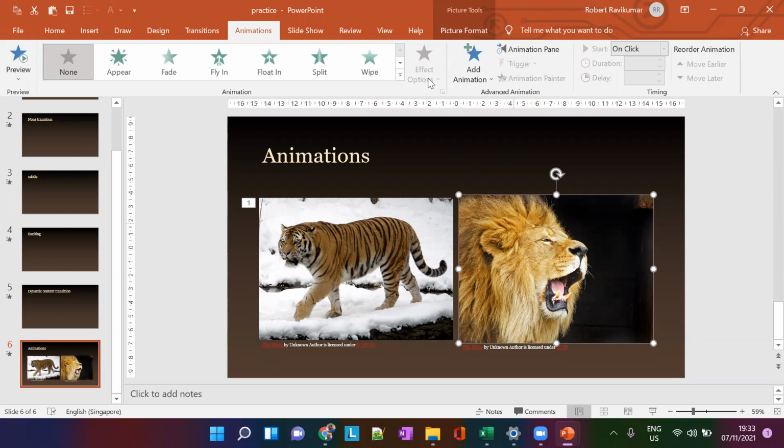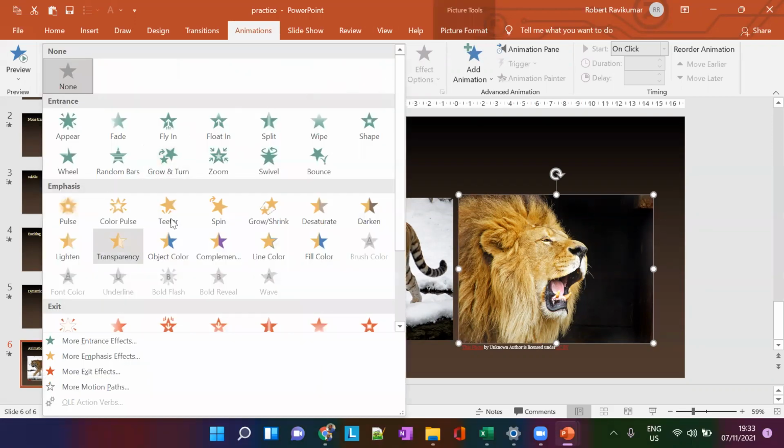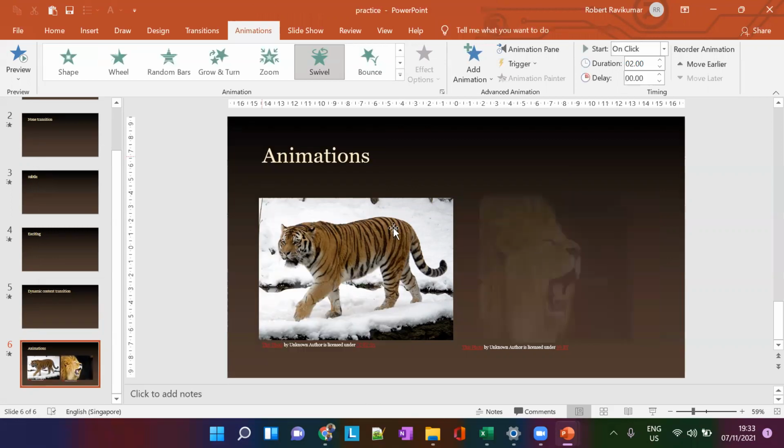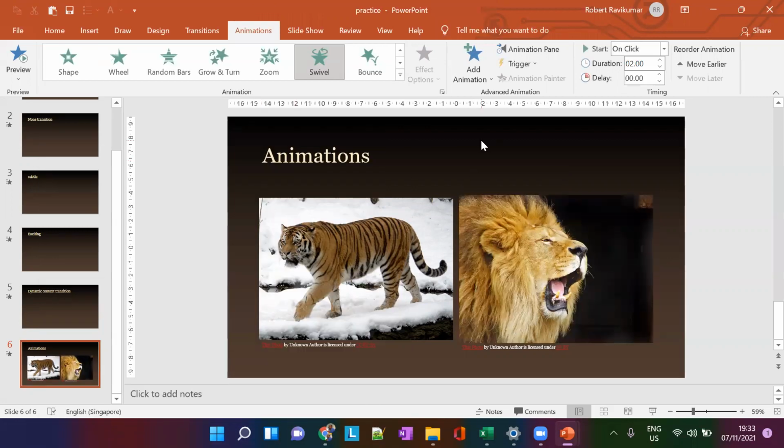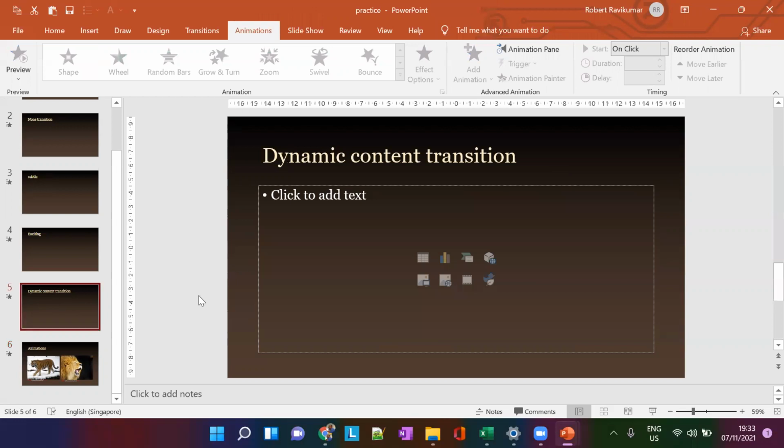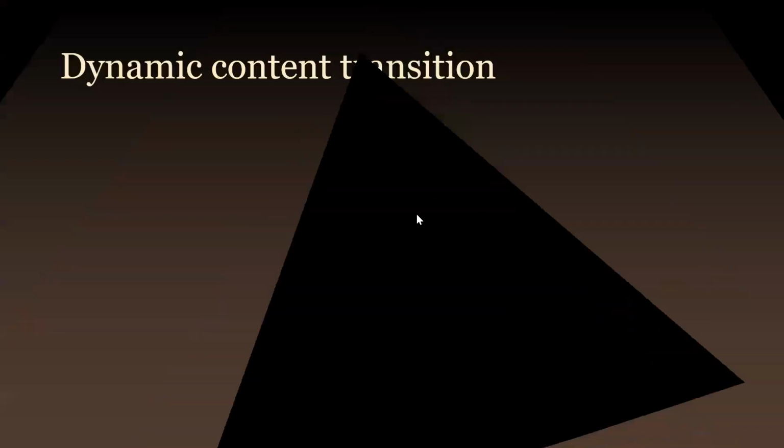So I choose a lion picture. I go to here and I'll choose swivel. So swivel will turn around. Okay, so it's a swirling effect, right?